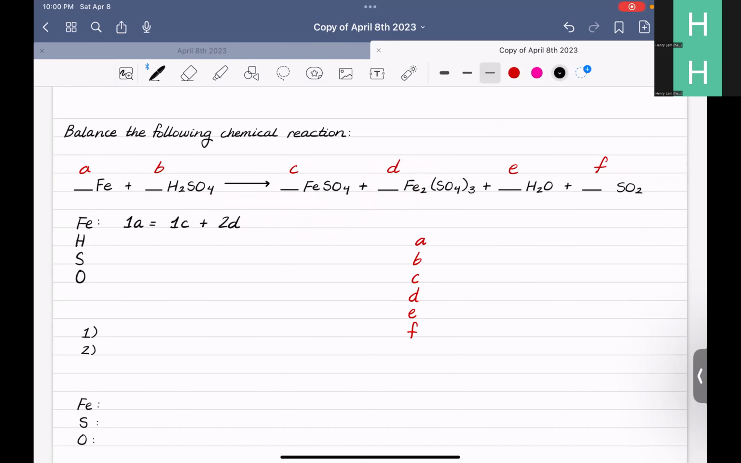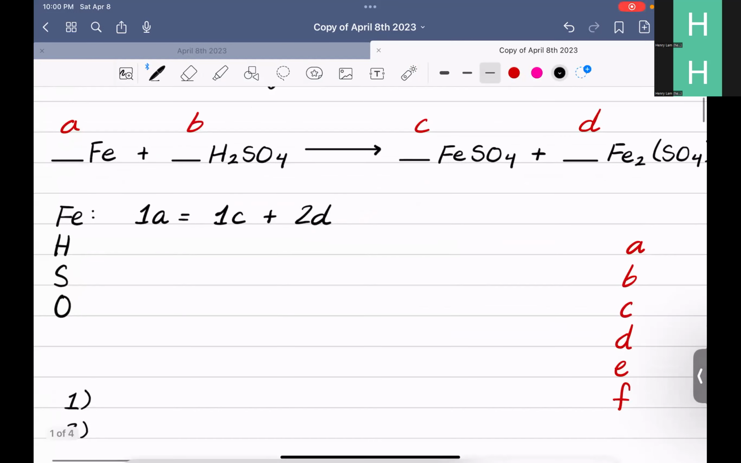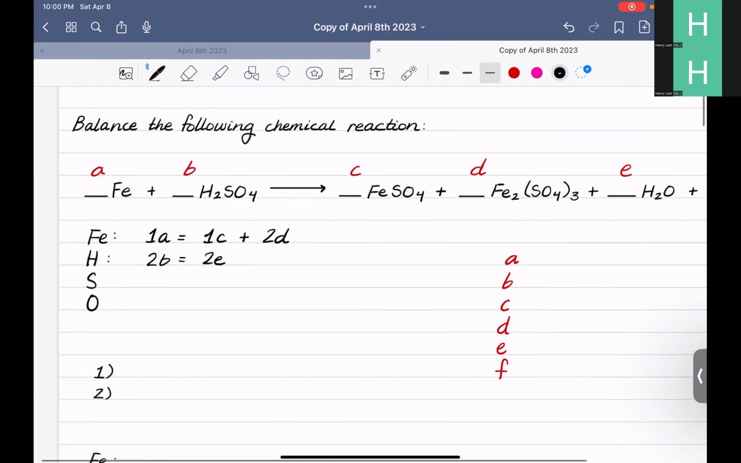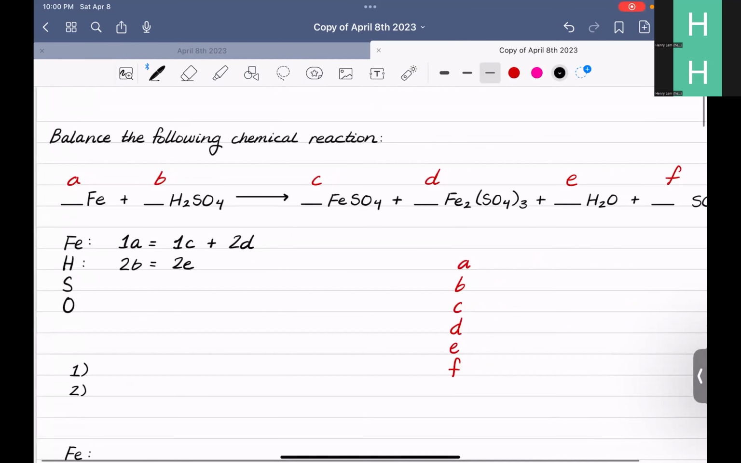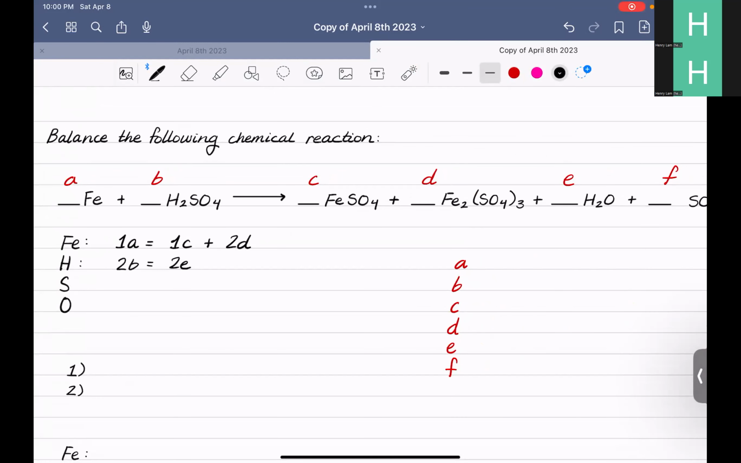So what about hydrogen? I'll give you a minute to think about hydrogen, just a quick second. Look at the left side, look at the reactant side. How many times does it occur on the left side? And look at the right-hand side. How many times does it occur on the right-hand side? Okay, and what you'll find is that hydrogen occurs twice in B, and it occurs twice in E. Okay, so 2B, 2E.